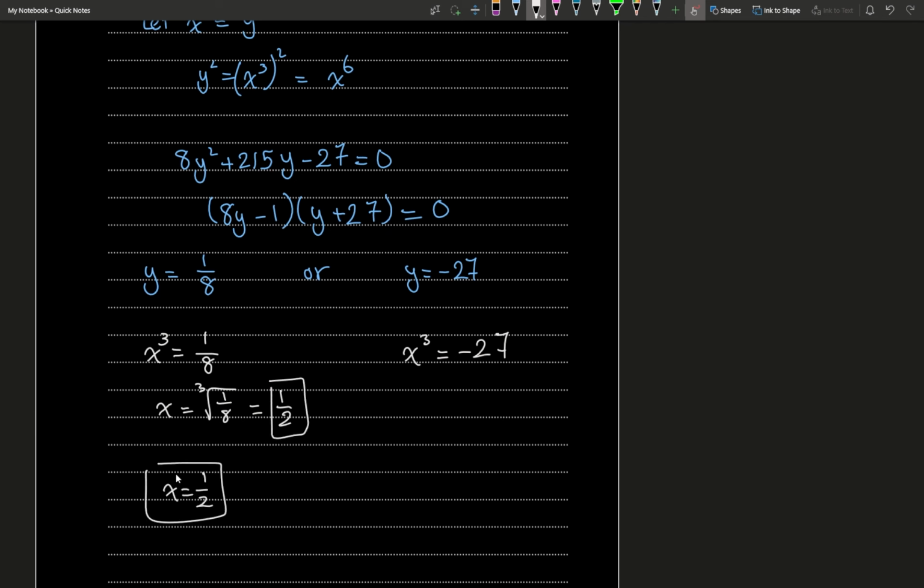Now let's find our second solution for x by taking the cube root of both sides. x is equal to the cube root of negative 27. Using your calculator, you get that x is equal to negative 3, because negative 3 raised to the power of 3 is negative 27. And these are your two solutions: x is equal to half and x is equal to negative 3.